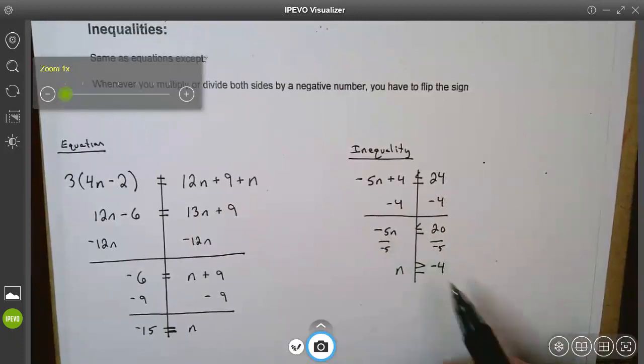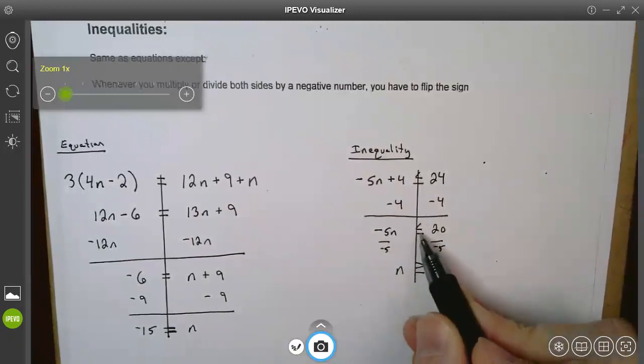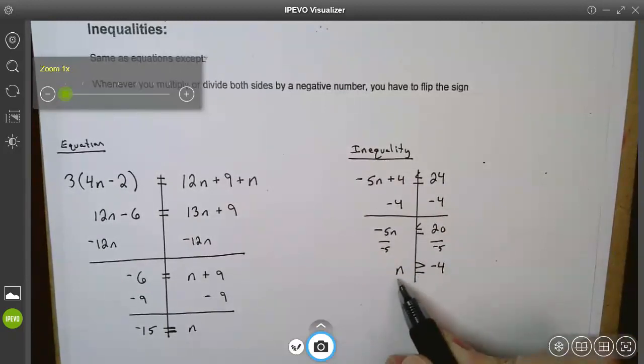As soon as I say multiply or divide by negative, this symbol flips. It goes from less than or equal to, to greater than or equal to. And the answer is n is greater than or equal to negative 4. Inequalities are solved just like equations except one thing. Whenever you multiply or divide both sides by a negative number, you have to flip the symbol.